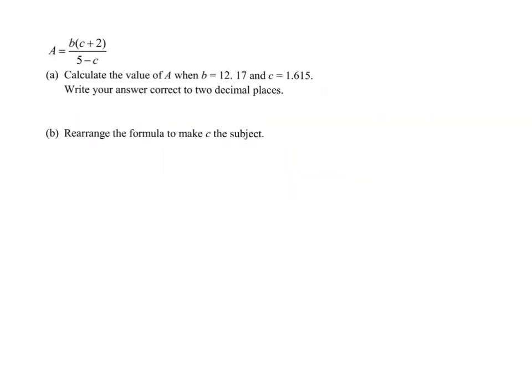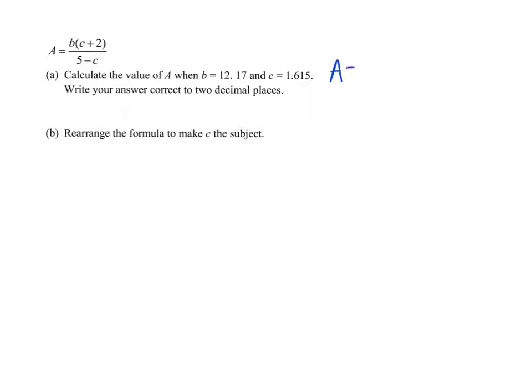Changing subject formula. Now in part A of the question, I'm given A to be this equation. Now calculate the value of A when B equals 12.7, A is 17 and C equals 1.615. Write the correct answer to two decimal places. So that means I need to show a little bit of working.